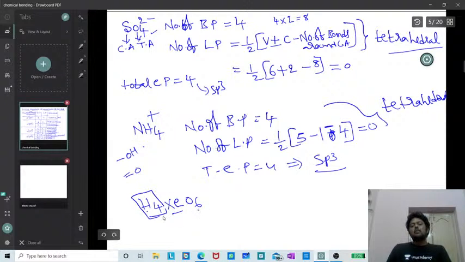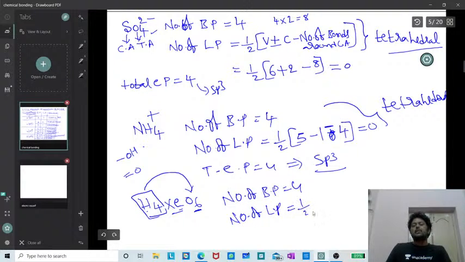So in this compound H4 we can't take hydrogen as a terminal atom. Only oxygens we are taking as terminal atoms, because this hydrogen is connected to oxygen. So for this xenon, the terminal atoms are only oxygens. So the number of bond pairs is equal to 4. The number of lone pairs is equal to half into valency, xenon 18th group, plus how many OH groups are present, how many H atoms, that much OH groups.